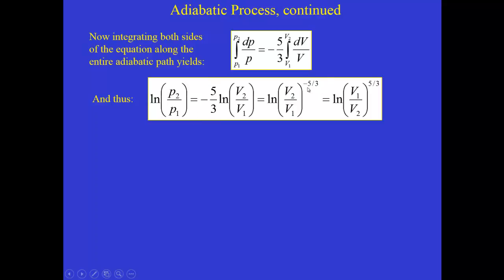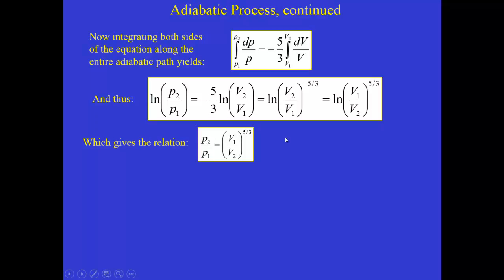And we can also get rid of the minus sign there, which is a little bit inconvenient, by just remembering that V2 over V1 is the same as V1 over V2 to the negative 1 power. And so employing that relationship, now we get the log of P2 over P1 is the log of V1 over V2 to the 5/3 power. And then, doing just a little bit more algebra, we have the natural log of two quantities, and if the natural logs of two quantities are equal to each other, then the quantities themselves must be equal to each other. So P2 over P1 is V1 over V2 to the 5/3.